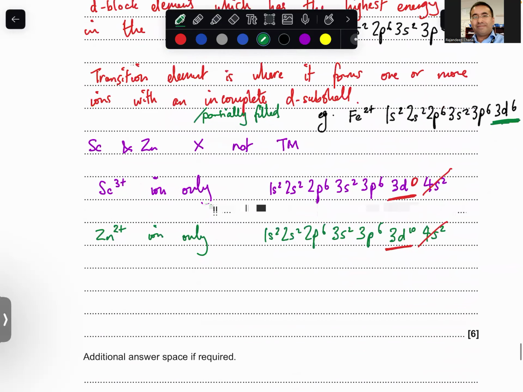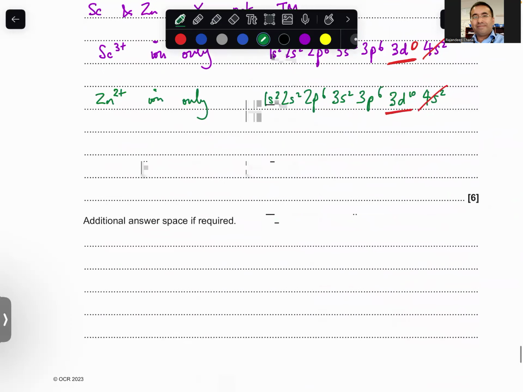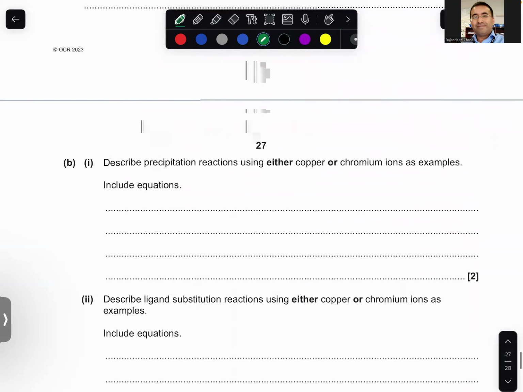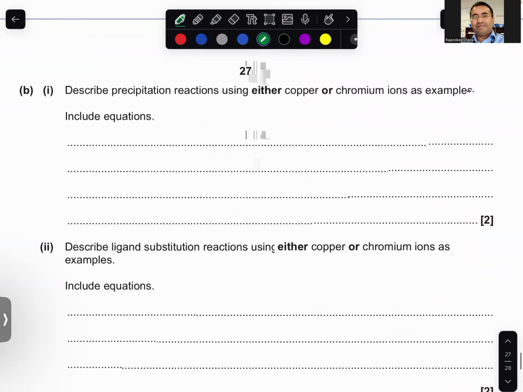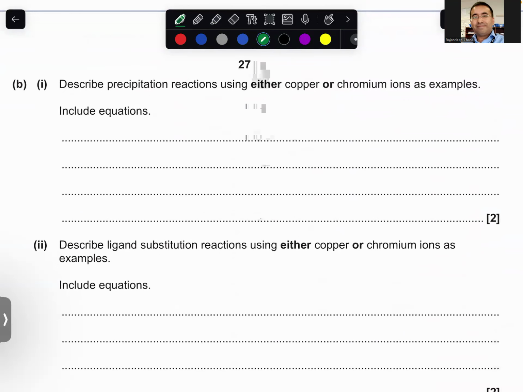Moving on. Describe precipitation reactions using either copper or chromium as examples. Now, the great thing about this question is it gets us to explore quite a bit of the transition element chemistry involved. Now you see copper, we'll try to use both. Actually, we'll do both. Let's do both of them.